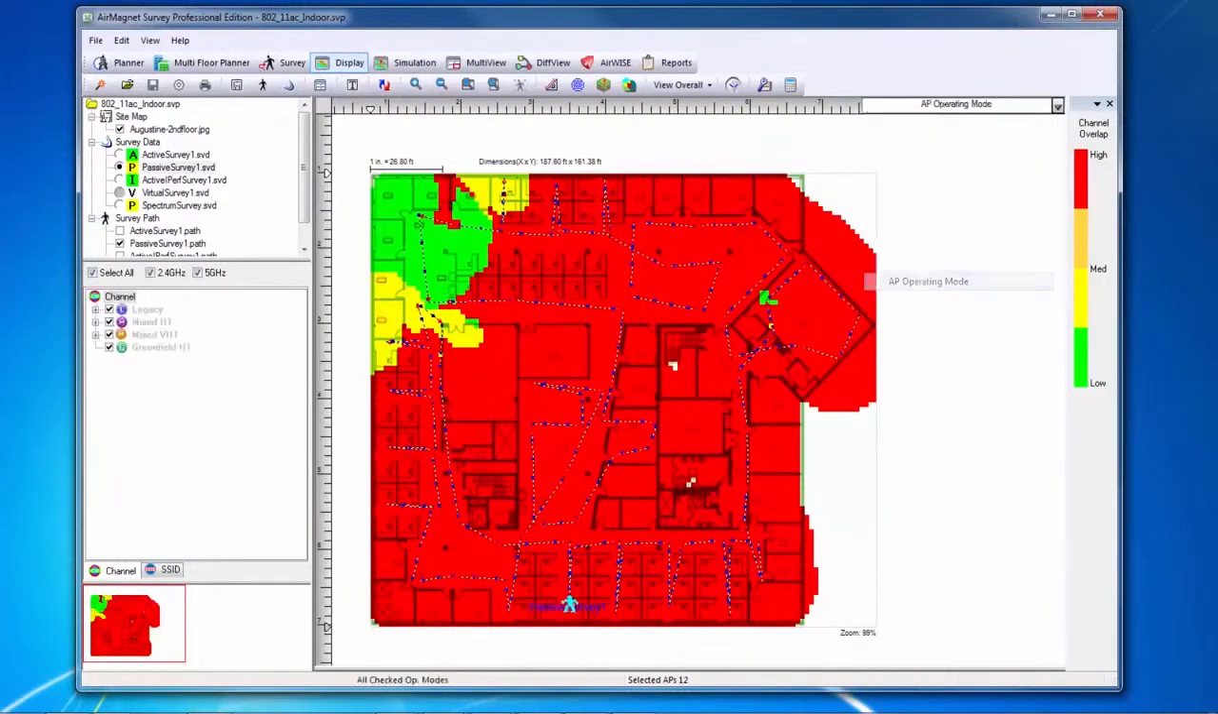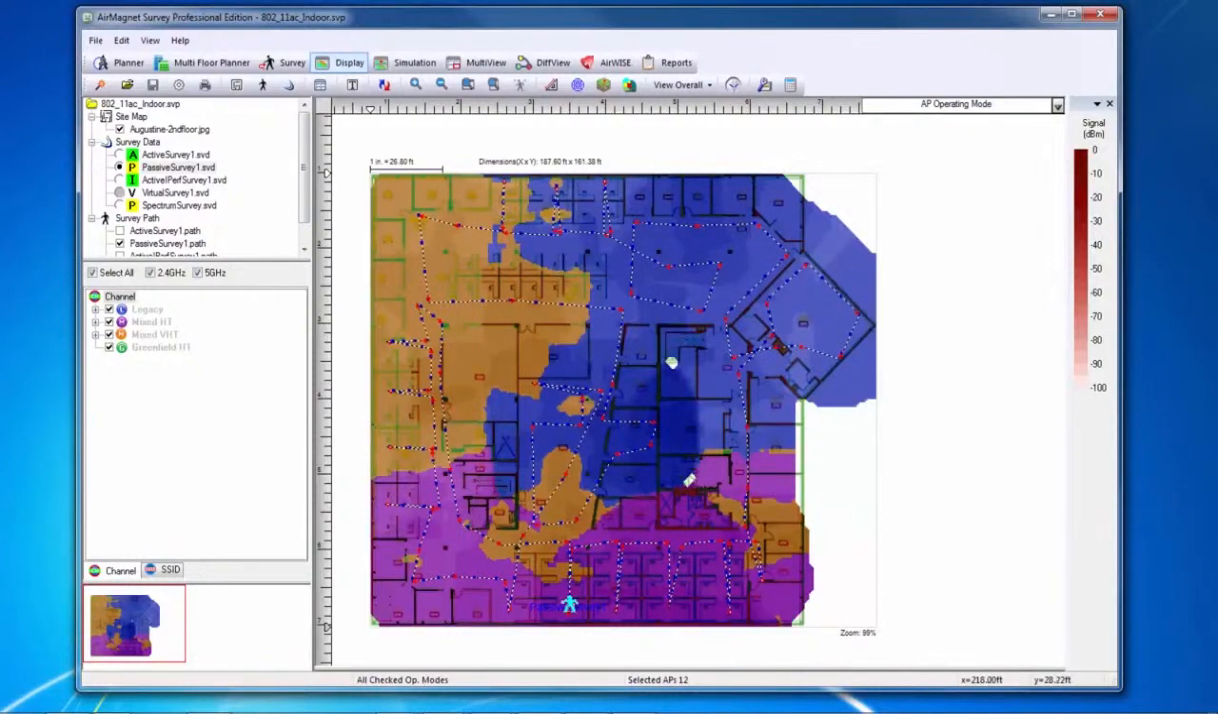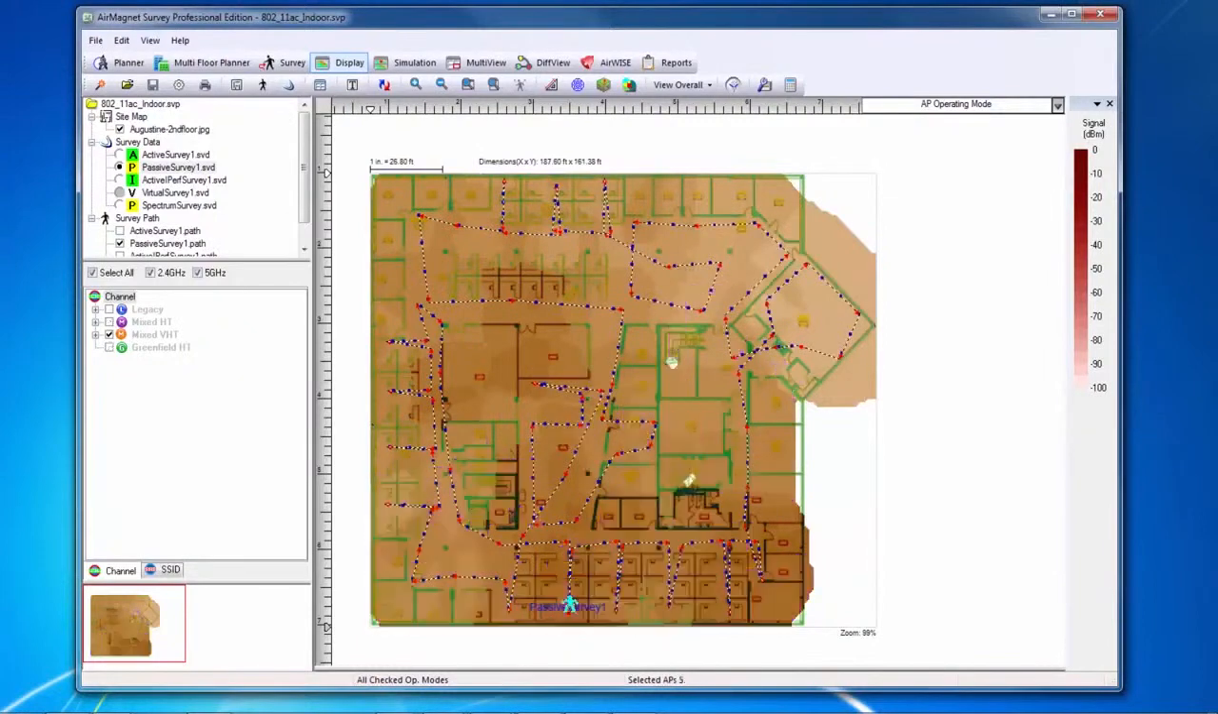The AP operating mode heat map shows the heat map based upon the type of AP in the environment. The colors shown are based upon the strongest heard type of AP at a given location. I can select the different styles on the left-hand side if I wish to see coverage for an individual AP type.